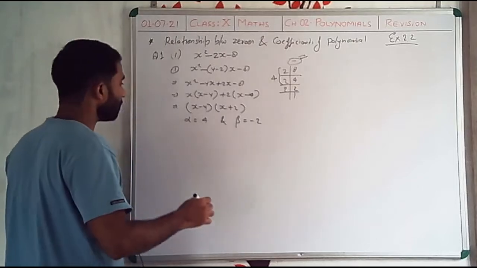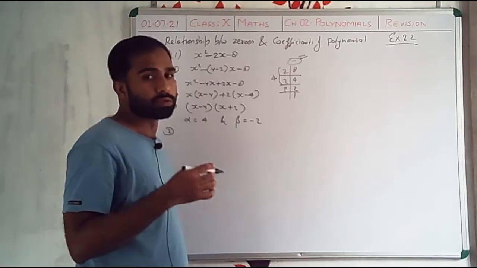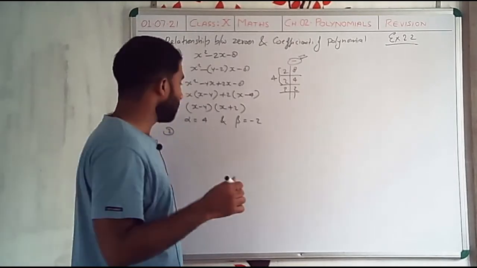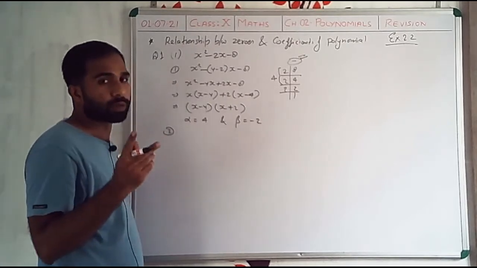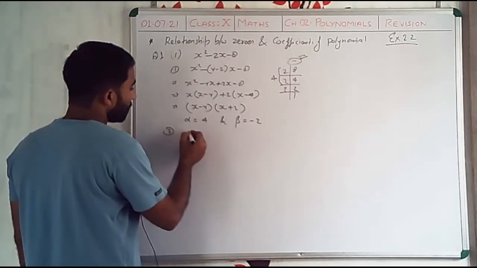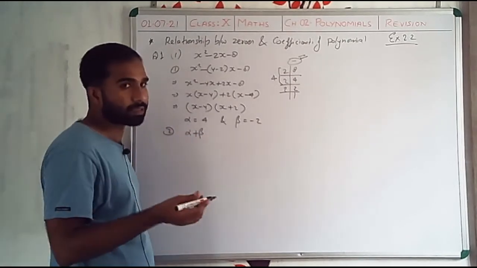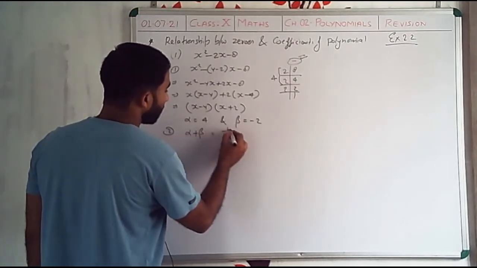Now, the next point is to relate the zeros and the coefficients. It can be categorized into 2 parts: sum of the zeros and product of the zeros. Sum of the zeros, alpha plus beta, and all of you know very well that the sum of the zeros is minus b by a.